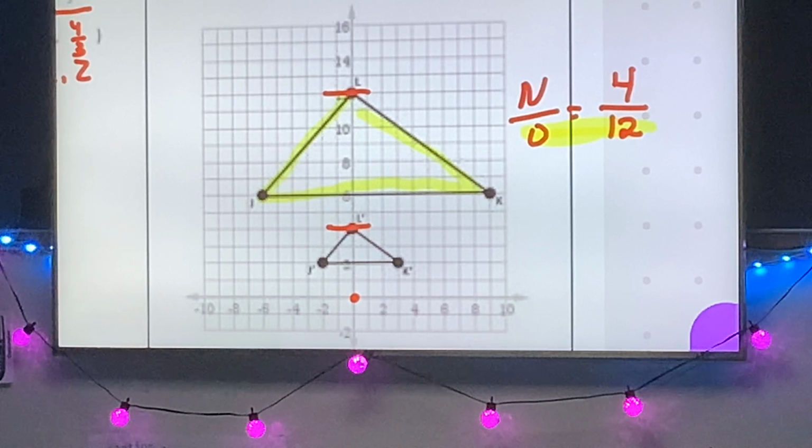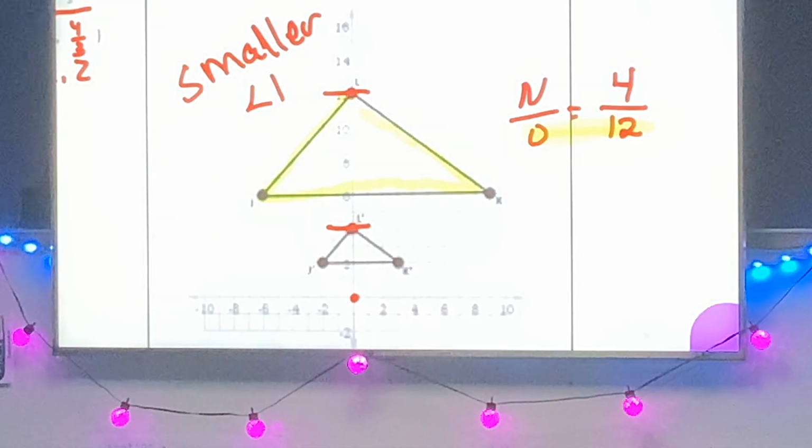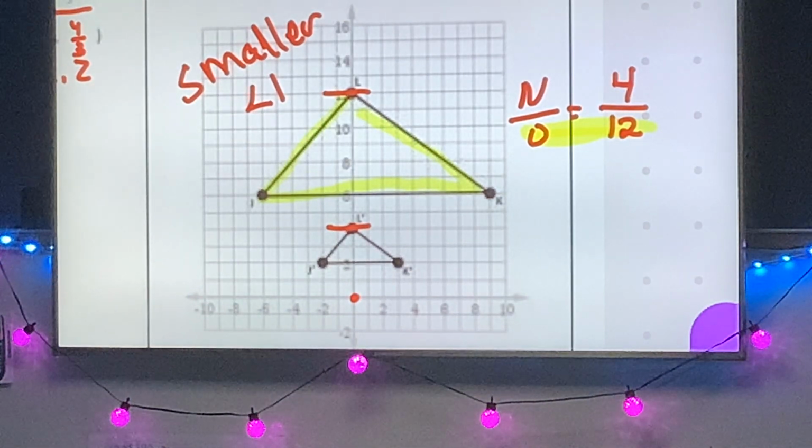Okay. Could you leave your answer as that? Yeah. On the STAR test, that would count. So did my figure get bigger or smaller? Smaller. So it has to be less than 1. So let's go ahead and reduce that.